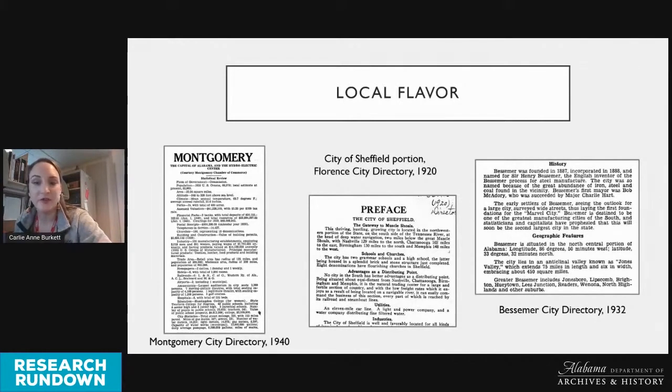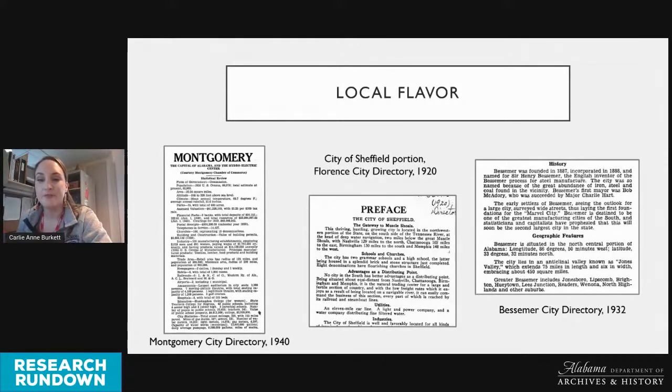So the Montgomery image gives you statistical information about the city in 1940. And then the middle image is of the city of Sheffield in the Florence City Directory. That tells me that the people of Sheffield, it's too small to have their own city directory, but they're included in the Florence one. So if you have someone who is from Sheffield, maybe look in the next town over, like Florence. That one gives you some information about how many schools and churches there are in the town, which is pretty interesting as well.